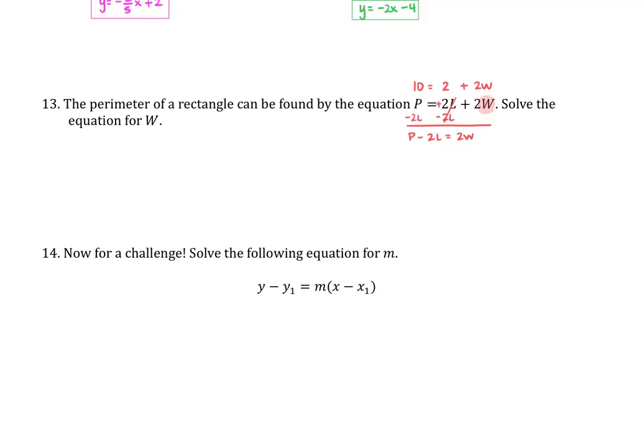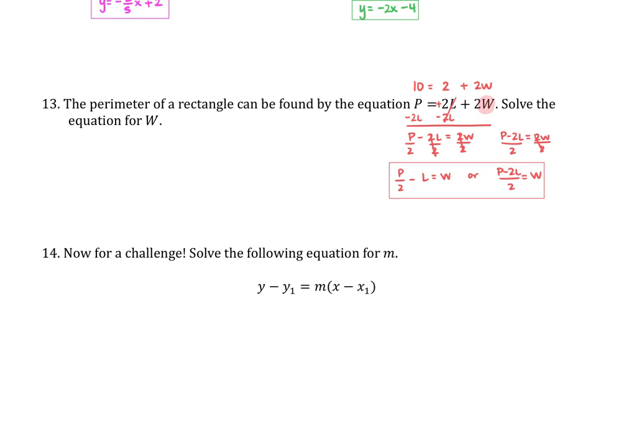Now I'd have to undo my multiplication of 2, and I would divide by 2. Again, you can do it to each individual piece. If I do that, I end up with P divided by 2 minus L, these 2's would go away, and I'd get W. Again, if you wanted, you can do your P minus 2L divided by 2, the whole thing all at once. So that would look like this. You could just literally leave it as this. Either one of those is completely acceptable.